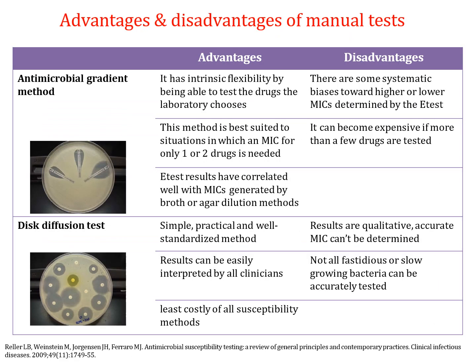The advantage of gradient methods like E-test is that it has flexibility, being able to test the drugs the lab chooses. This method is best suited for situations in which an MIC is needed for one or two drugs. E-test results have correlated well with the MICs generated by broth dilution. However, there are some systematic biases towards higher or lower MICs by E-test. Disk diffusion is again simple and practical. Results can be easily interpreted by clinicians, and it is least costly. However, the results are qualitative. An accurate MIC cannot be generated or determined.